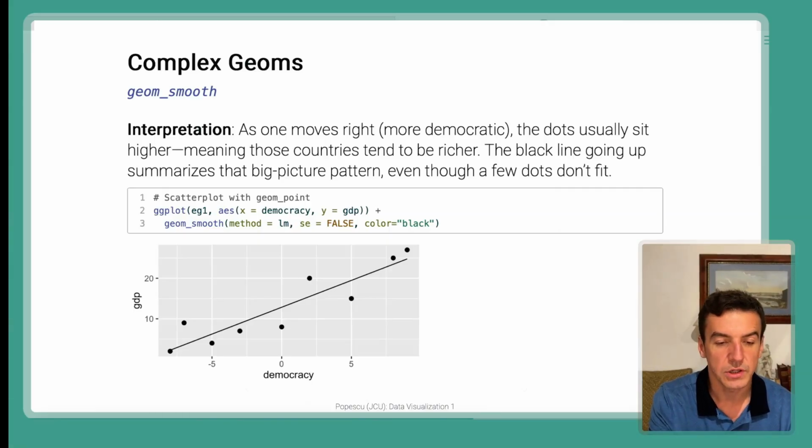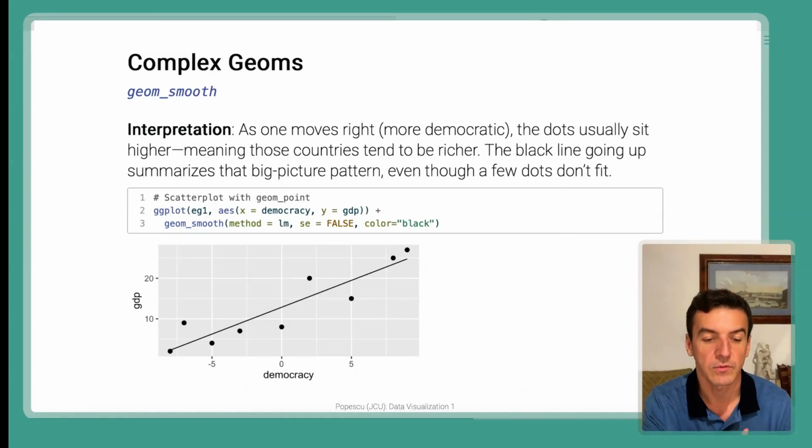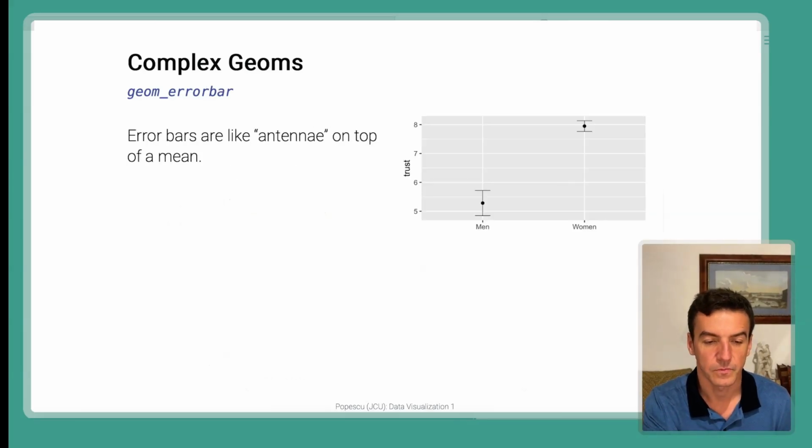I'm adding the interpretation here. As one moves right, more democratic, the dots usually sit higher, so countries tend to be richer. And then the line really simplifies or summarizes this intuition.